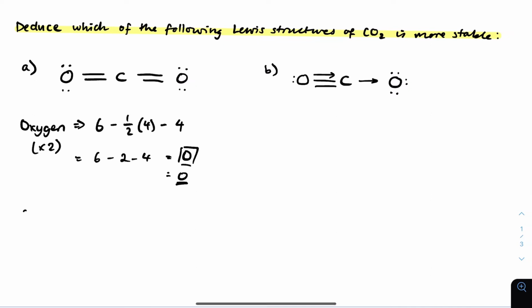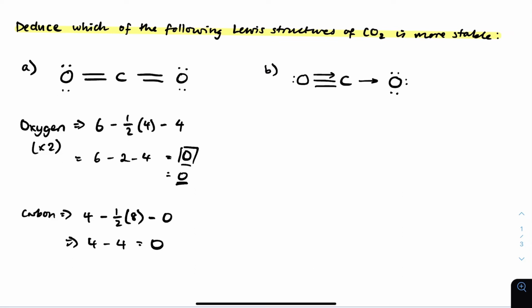Now let's look at the carbon. We've got 4 valence electrons since carbon's in group 14. So 4 minus half of the bonding electrons. You've got 1, 2, 3, 4 pairs of electrons being bonded, which means you've got 8 bonding electrons. And then you subtract the lone pairs, which is 0. We've got no lone pair electrons sitting over there. So this is 4 minus 4, which is equal to 0.